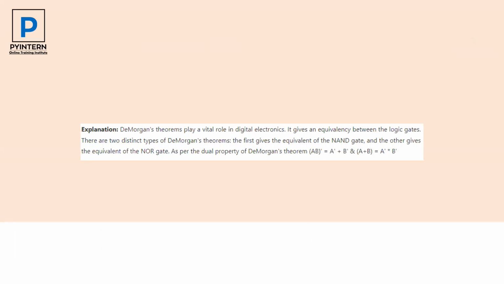Come to the explanation. De Morgan's theorem plays a vital role in digital electronics. It gives an equivalency between logic gates. There are two distinct types of De Morgan theorem. The first gives the equivalent of the NAND gate and the other gives the equivalent of the NOR gate. As per the dual property of De Morgan's theorem, the complement of AB is equal to A complement plus B complement, and the complement of A plus B is equal to A complement dot B complement. So come to the next question.